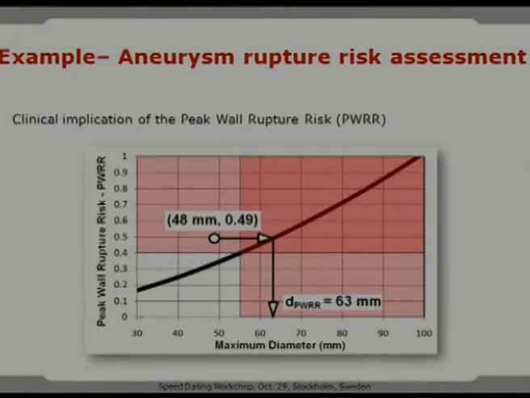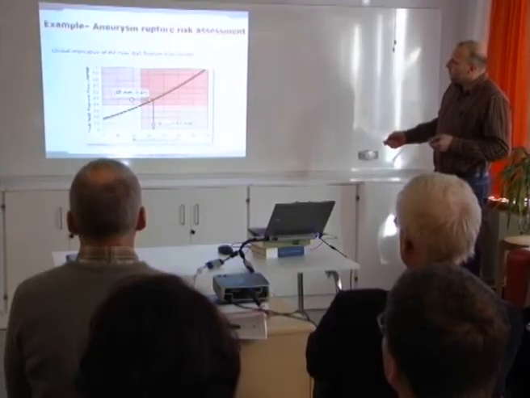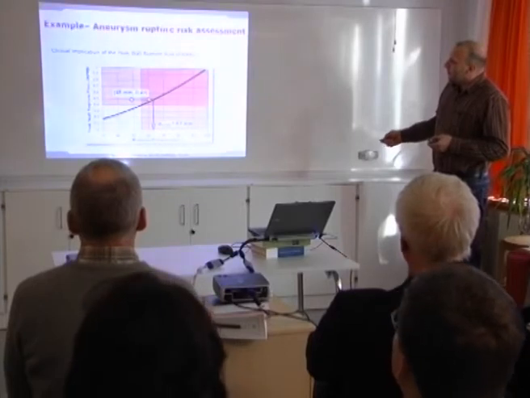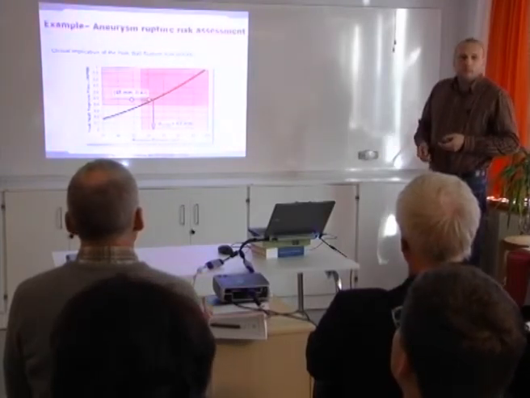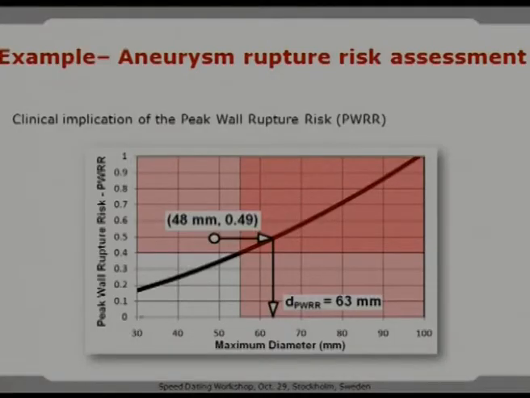So what we did here is we're going to map back our complicated parameter peak wall rupture risk to something which is known by the clinicians, which is maximum diameter. I will not go into detail how this procedure works, but it's one critical part. If you come up with very innovative technology, at the end of the day, you have to come down and tell in our case, the vascular surgeon, what this is good for.